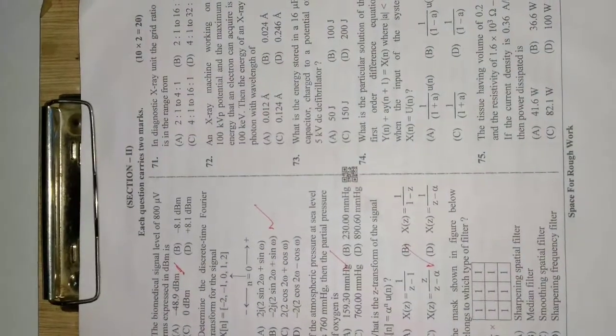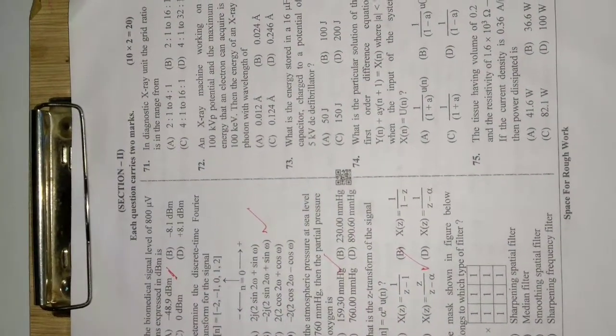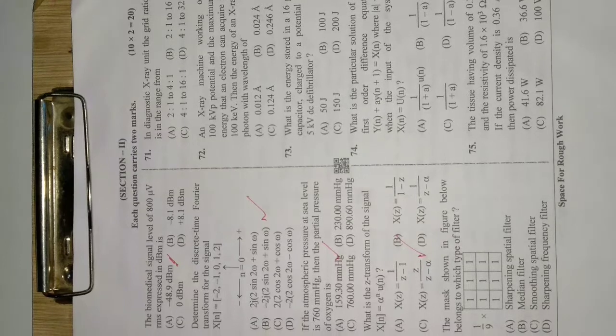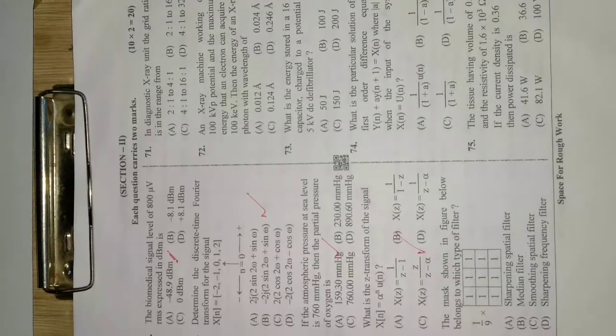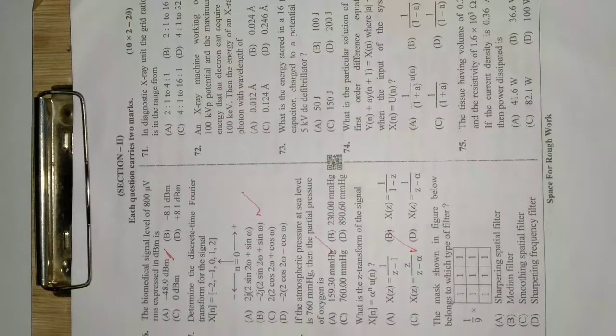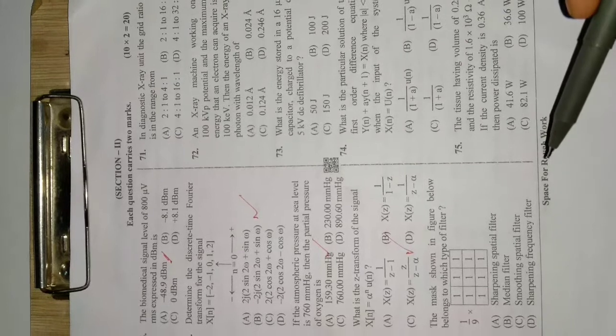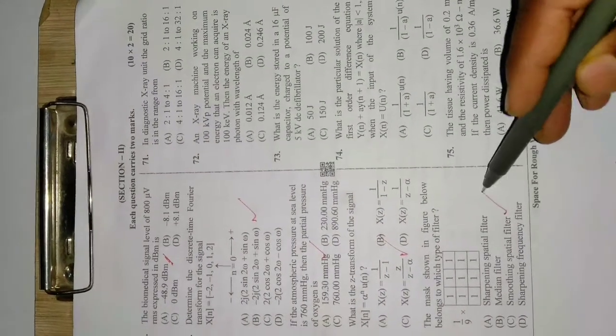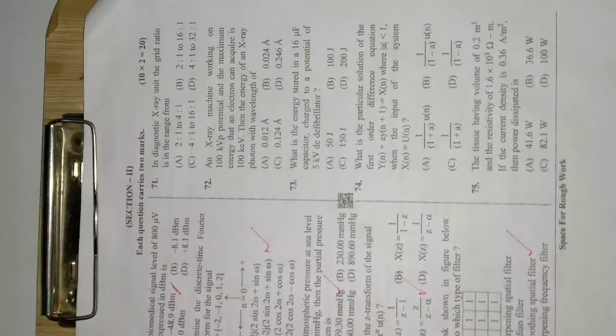And then the 70th one: the mask shown in the figure below belongs to which type of filter? A 1 by 9 into all-ones mask is there. So which type of mask is this? This is an easy question, right? So the 70th one is a smoothing spatial filter, because all the elements in the filter are 1.